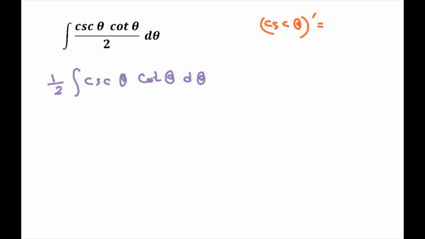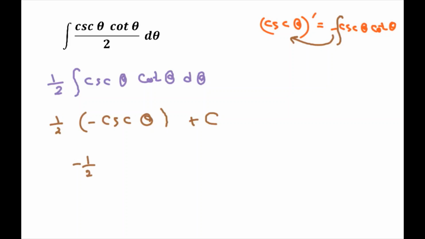Now this question here, it will be 1/2 cosecant theta cotangent theta d theta. Now, as you know, the derivative of cosecant theta is equal to negative cosecant theta cotangent theta. So if I want to find the integration of this, it will be negative cosecant theta, 1/2, then negative cosecant theta plus c. That's going to be negative 1/2 cosecant theta plus c.